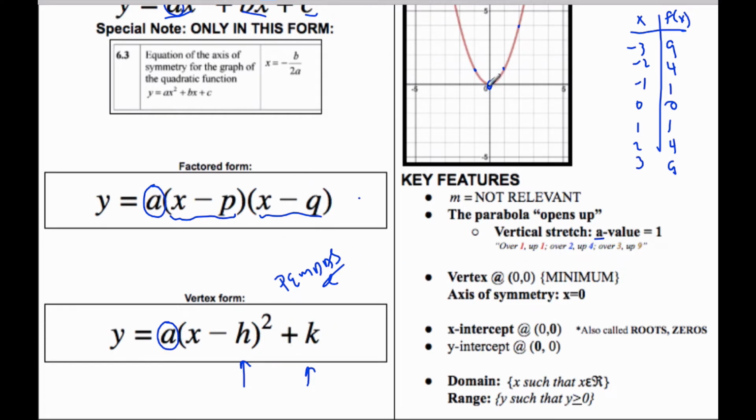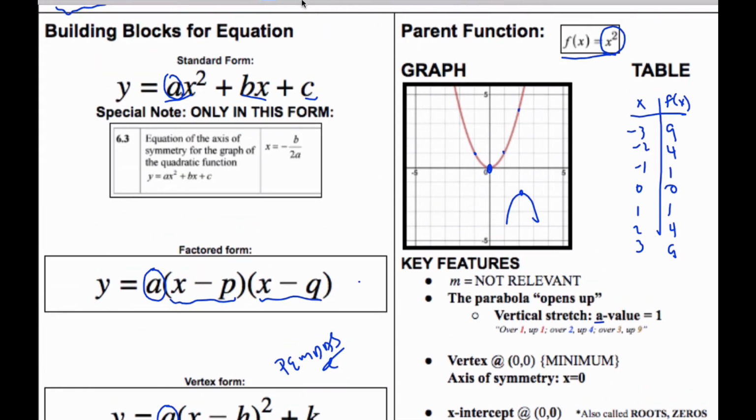So the vertex happens at our minimum, or it could be our maximum as well, wherever the vertex is. For our parent function, it's (0, 0). We also have this thing called an axis of symmetry. If I draw a line straight through here, this half of the graph is symmetric over this line, and I get this half of the graph. And so the axis of symmetry in this case is x equals 0. This x value of the vertex and the axis of symmetry are always the same.